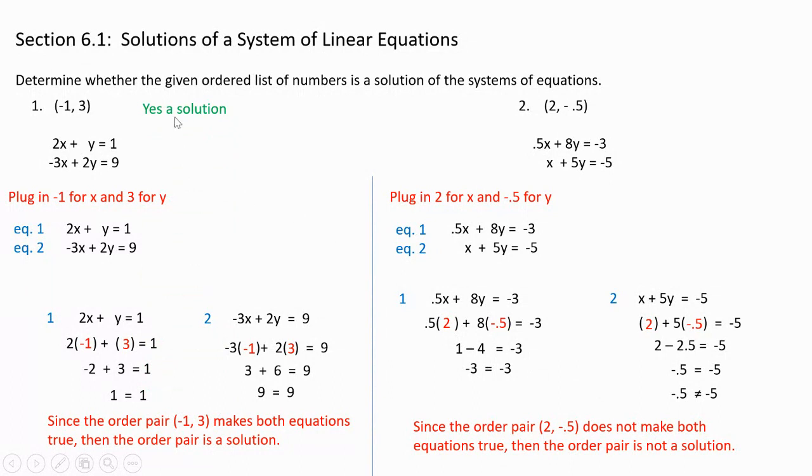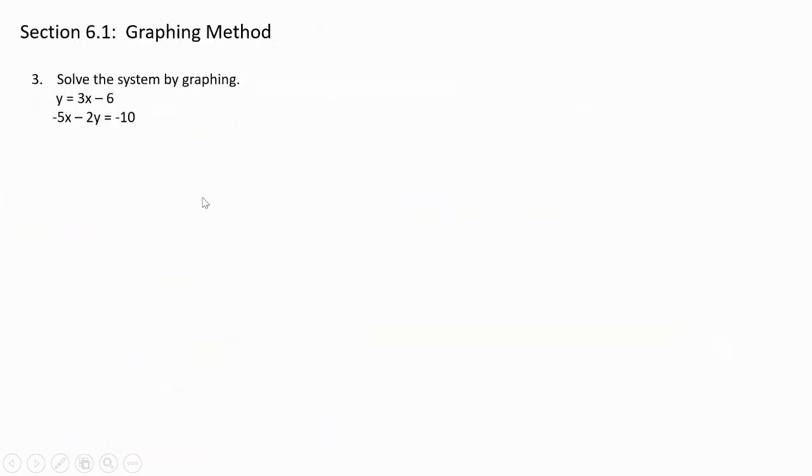So number 1, yes, a solution, and number 2, no, not a solution. Okay, this is kind of straightforward. All we have to do is plug in the values, and that's it. Now let's go to number 3. Number 3 is graphing, solving the system by graphing.